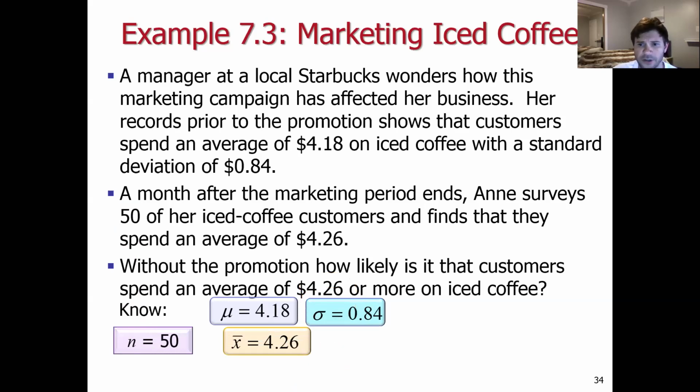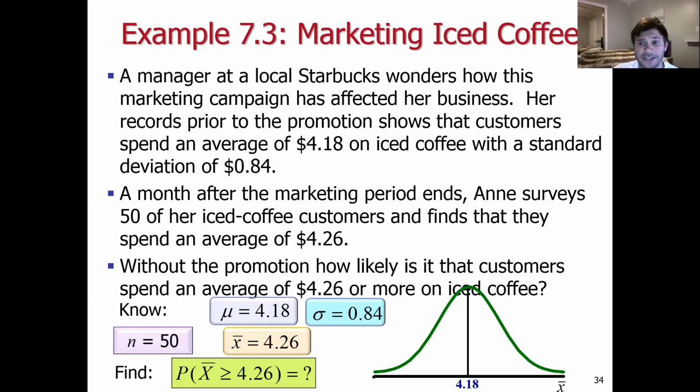And again, the question here is really asking the following: what is the probability that the sample mean would be larger than $4.26 if that sampling distribution prior to the promotion was centered here at $4.18? So the probability we're being asked for is essentially an upper right tail probability. Okay, assuming that the sampling distribution is centered at $4.18 with a standard deviation of 0.84, question is, what is the probability of observing expenditure greater than or equal to $4.26? So that is what we need to find here.